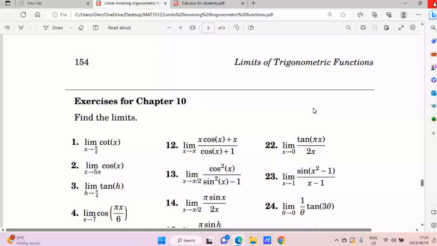Lerato, what are you getting, my brother? Negative root 3 over 2. Ndomizo, what did you get? I got negative square root 3 over 2.